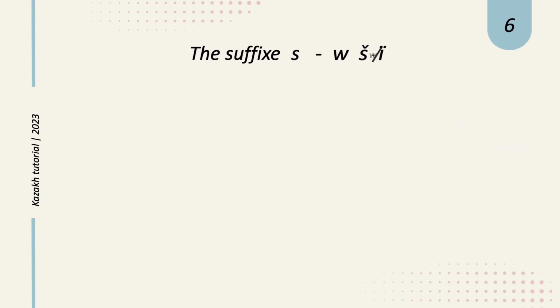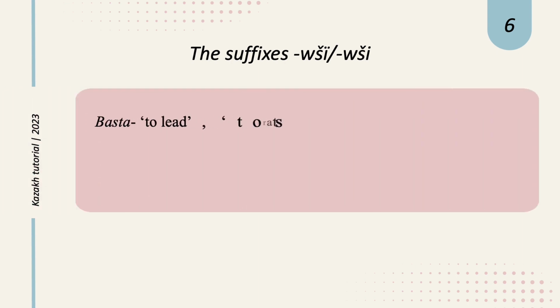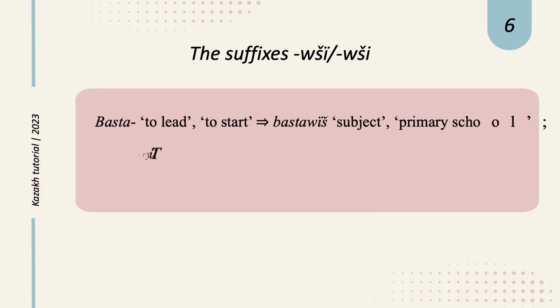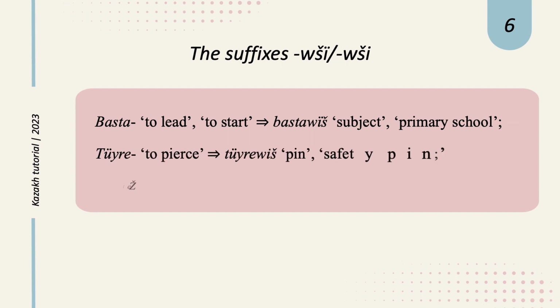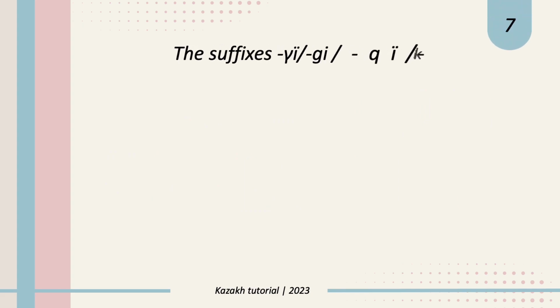The suffixes -уыш or -уіш are added after verbs to produce new nouns. For instance, бастау, to lead or to start, бастауыш, subjects or primary school. Türe, to pierce, türeуш, pin or safety pin. Желпі, to fan, желпуш, fan.